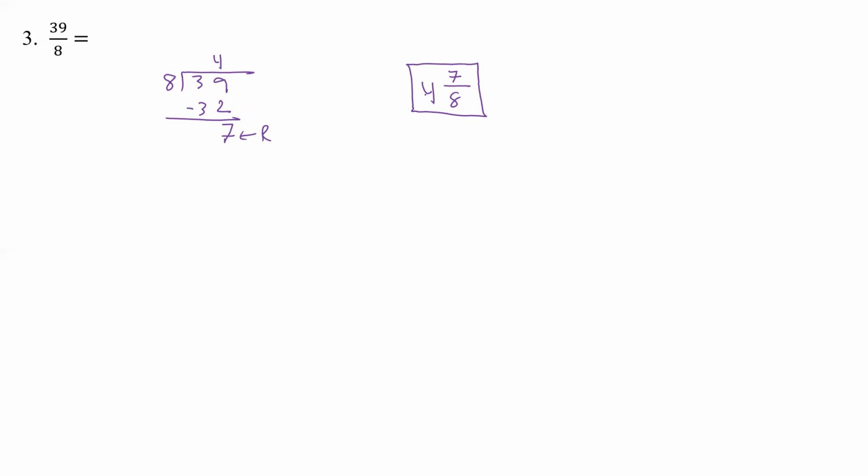So if we take 8 times 4, what's that? 32 plus 7, that's 39. And it checks out that we have the correct answer there. All right, so let's stop there and we'll come back for more.